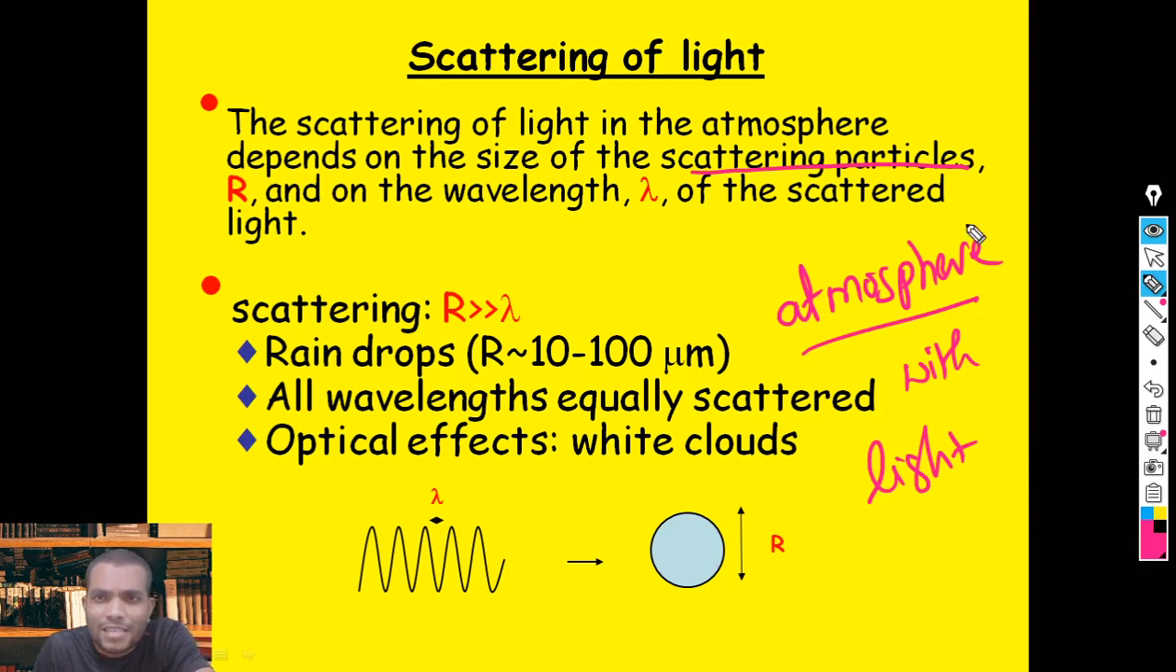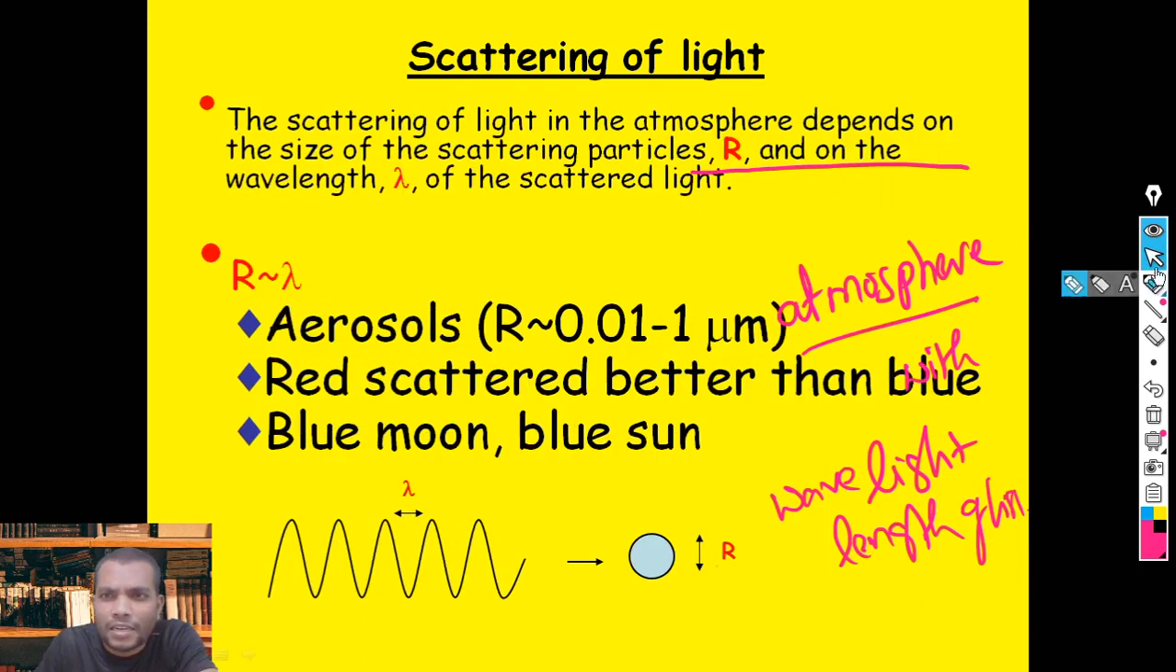So the size of the scattering particles present in the atmosphere interacts with the wavelength of light. So it's the wavelength of light. That gives rise to different optical phenomena. So let us see the first.